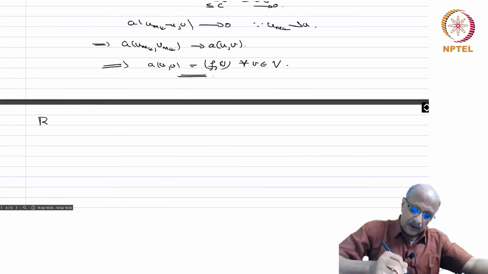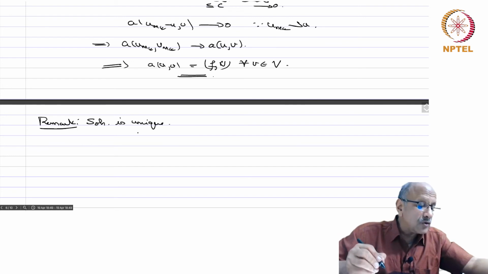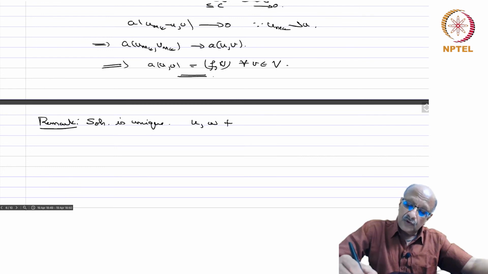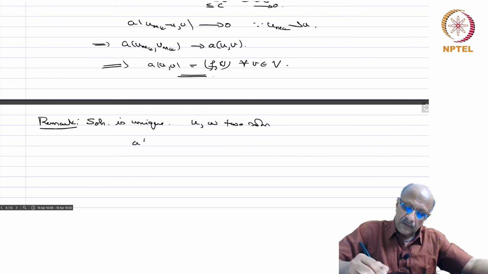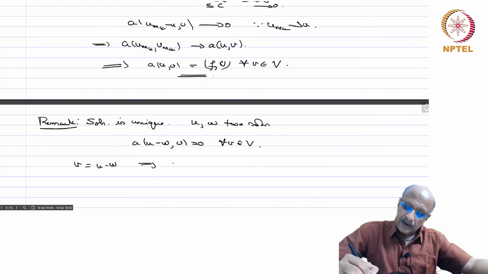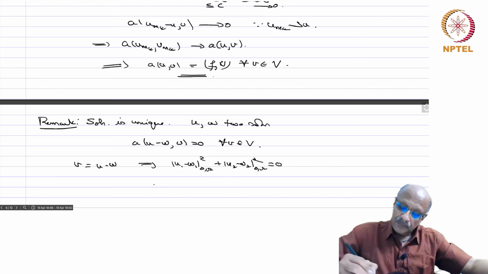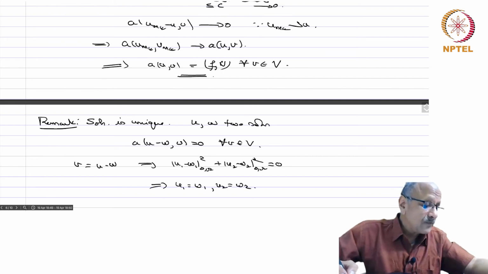So remark, the solution is unique. If you had two solutions, U and W, say, then you have A of U minus W, V equal to 0 for every V in V, and now you put V equal to U minus W. So then you will get that mod U1 minus W1 squared in L2 omega plus mod U2 minus W2 squared in L2 omega equals 0, and that implies that U1 equals W1 and U2 equals W2, and therefore the solution is unique.